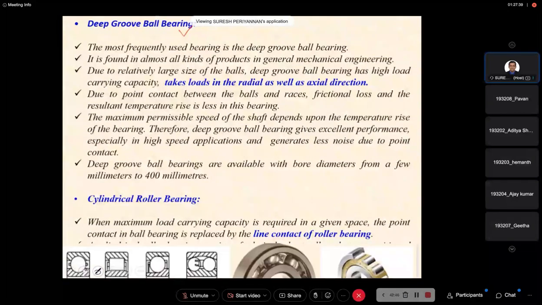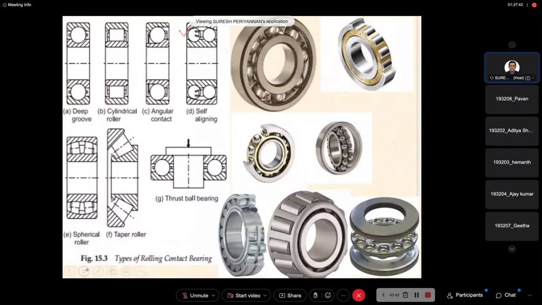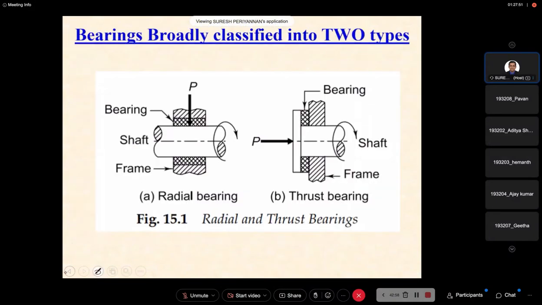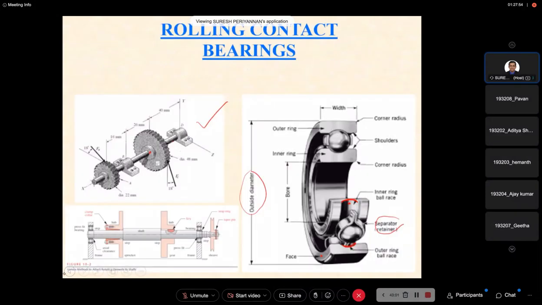Where are the races now? This is the inner race. I'll go back, because if I show you multiple times, you can understand that construction. This is the inner race, this is the outer race. Here is the ball, and the ball radius is less than the radii of the outer and inner races. Okay, that is the deep groove ball bearing.